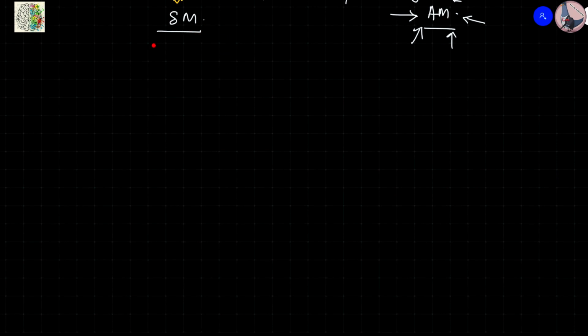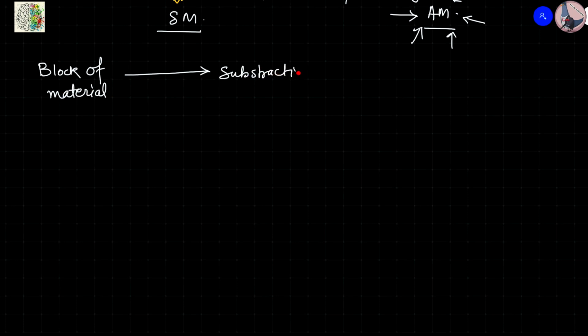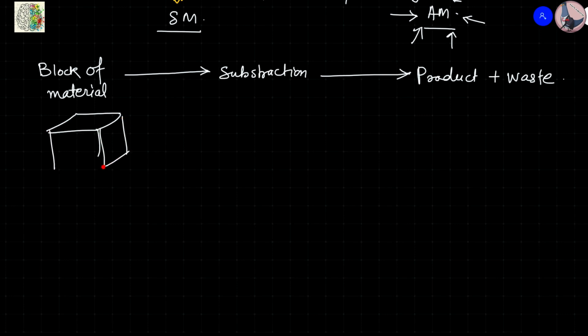In subtractive manufacturing, we start with a block of raw material. In this block of material, we do some sort of subtraction, and after subtraction, you will get a product and some waste. If you try to understand this by figure, this will be your block of raw material. You will do some subtraction and then you will get some product, this product plus some waste.